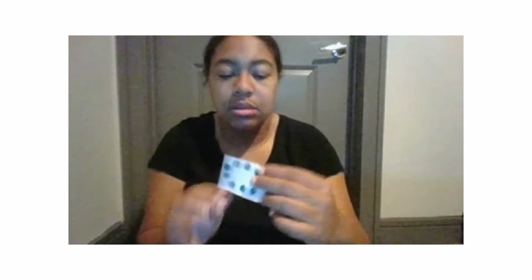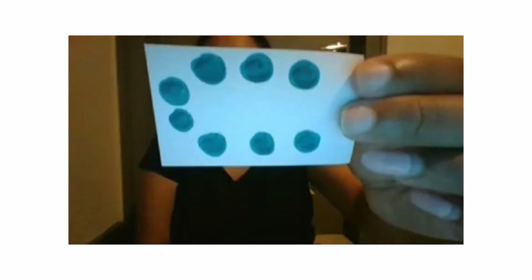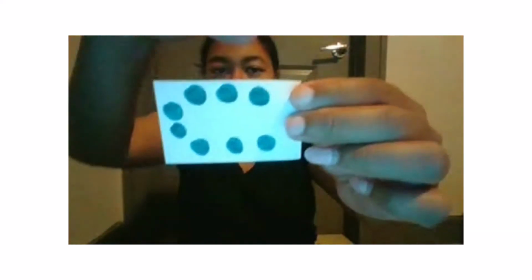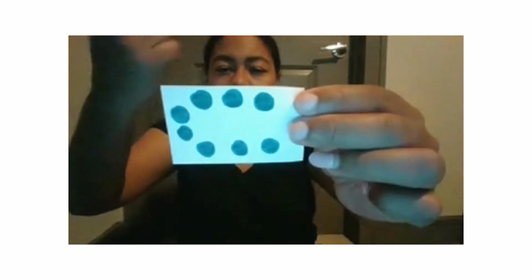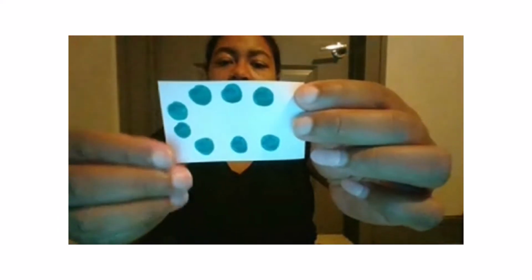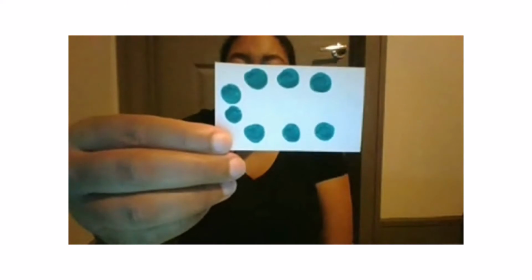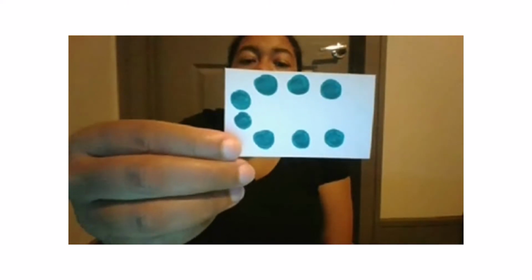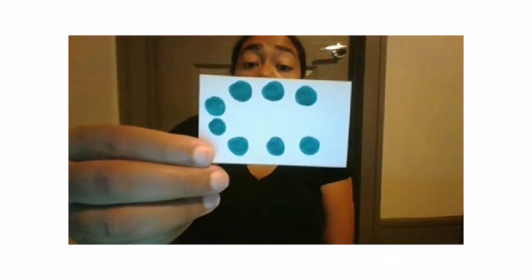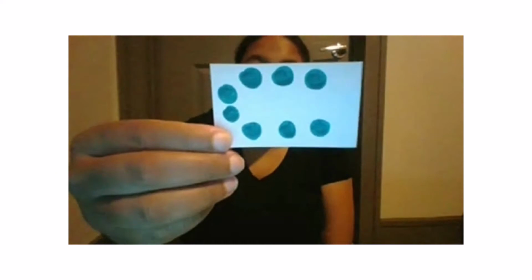Next one. How many do you see? 8. Great job. How many are on top? 3. Great job. How many are on the side? 2. How many are on the bottom? 3. Great job. Which part is your smaller part? Your 2 is your smaller part. Great job. All right. Which 2 parts are the same? The 3. Great job, friends.